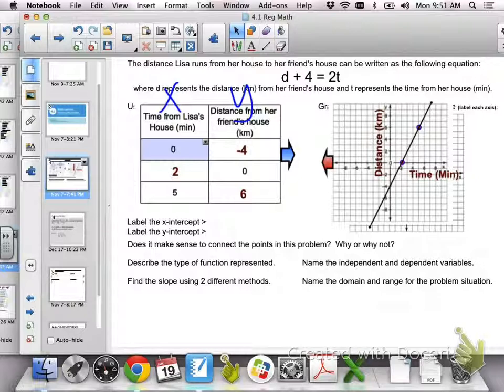Then, ladies and gentlemen, we're going to give you a couple minutes to answer the questions at the bottom. I'd like you to look at the x and y intercepts. Does it make sense in this problem to connect the lines? We all did. So why would we connect the lines? Why does that make sense? The type of function, if you know what that is, that'd be awesome. Independent, dependent variables. Tell me how to calculate the slope 2 different ways. And if you think you know the domain and range, go ahead and answer that question. You need to look up these vocabulary terms if you have no idea what an independent or dependent variable is, or what the x and y-intercept is. You can use your book as a resource.